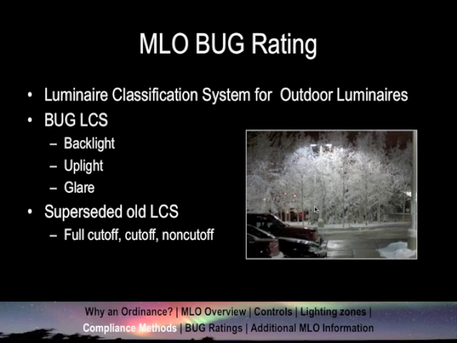With both methods, we do what we call this magic bug rating. And this is a luminaire classification system that you can get bug ratings on any luminaire that you have from the manufacturer. It's printed on the spec sheets, very, very easy to do. Some of you may have lighting ordinances that use older, outdated technology of full cutoff and non-cutoff. That is no longer the technology used with the IES. It's been replaced with the bug rating.